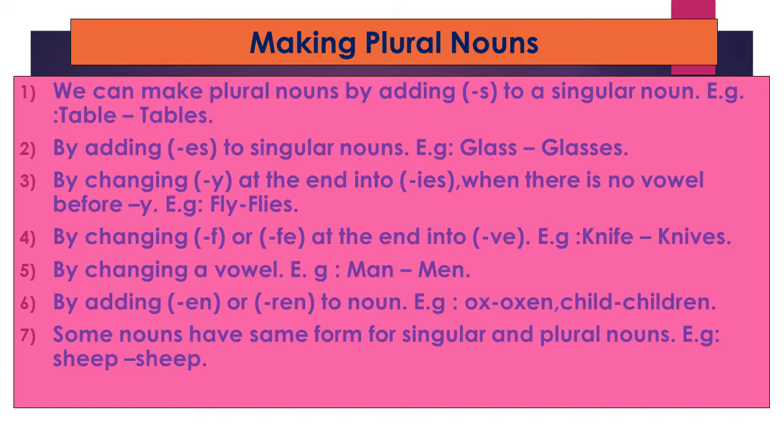An example is sheep. If there is one sheep, you call it sheep, and if there is more than one, maybe two, maybe three, maybe hundreds of sheep also, you call it sheep. The spelling doesn't change. So there are some nouns which are the same in singular and plural form also.